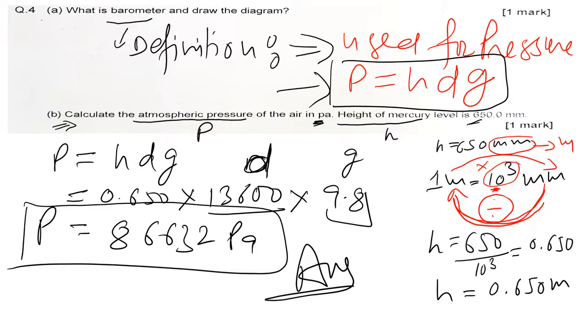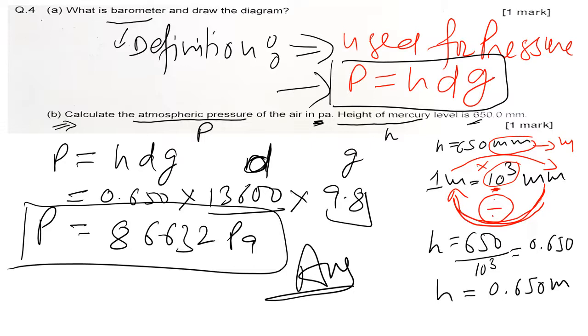So the pressure formula is P equal to H D G. We have to use this formula to find the pressure from the barometer. In this formula, H stands for the height of the mercury, and D is the density of the mercury, which will be given to you, and G is the gravity, 9.8. So in part B, calculate the atmospheric pressure of the air in Pascal. So you have to find the atmospheric pressure P in Pascal.